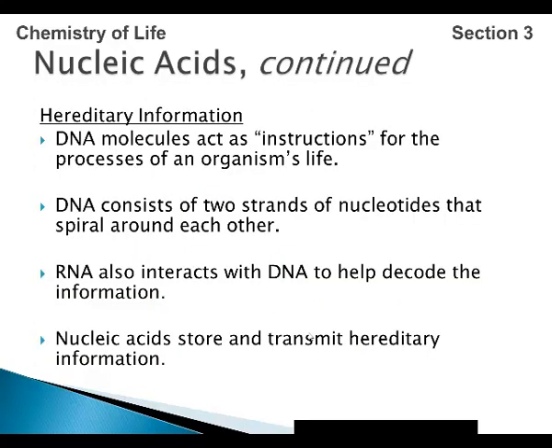So, hereditary information. Remember, hereditary information is that information that gives what you look like to you. And hereditary information are the things that are usually passed on from parents to offspring. So the DNA molecules act as instructions for the processes of an organism's life. DNA consists of two strands of nucleotides that spiral around each other. RNA interacts with DNA to help decode the information. And then nucleic acids store and transmit hereditary information.